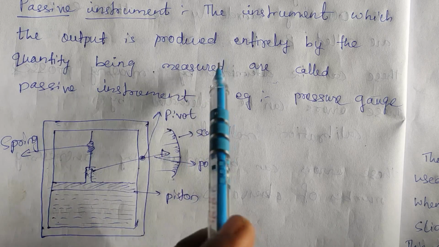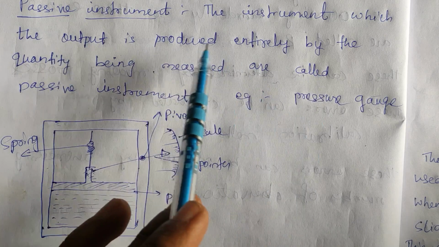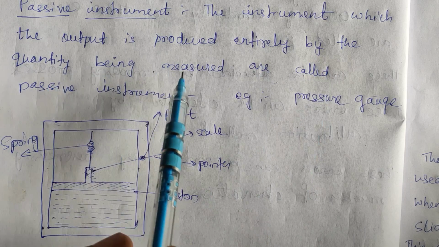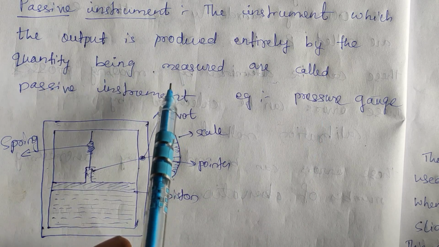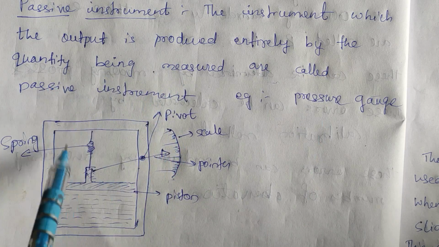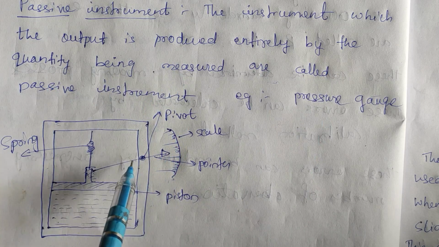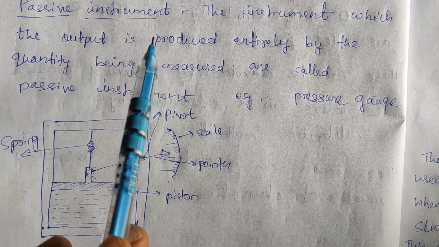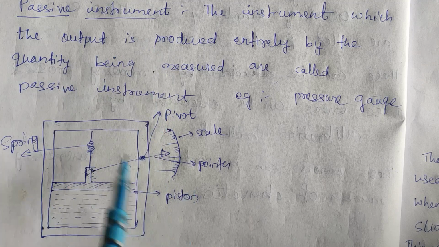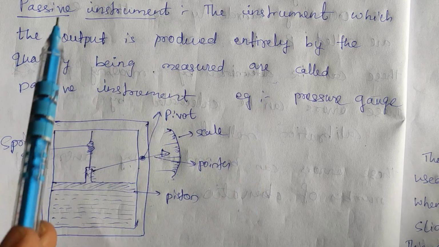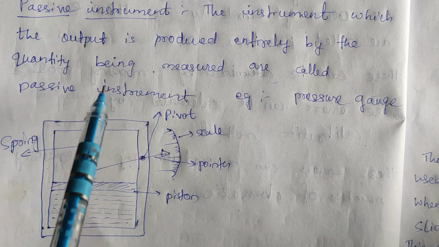That's why it is an instrument whose output is produced entirely by the quantity being measured. So we are not going to use any other sources here. That's why it is a passive element. Okay, so the pressure gauge is an example of a passive instrument. Okay, I hope all of you understood.